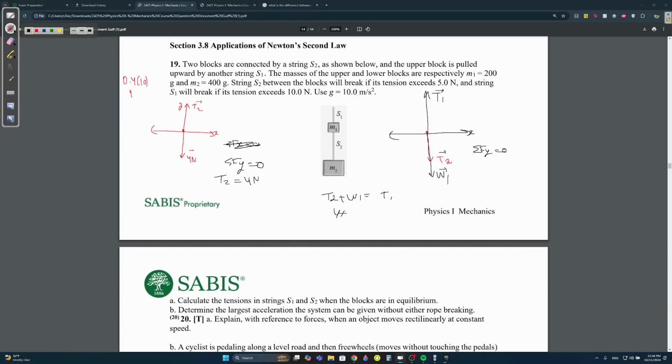So 4 plus W1. How much is the weight of object 1? Object 1 is 200 grams, so 0.2 kg. G is 10, so 0.2 times 10 is 2. So 4 plus 2 equals T1, so T1 equals 6 newtons. We have T2 is 4, T1 is 6. I think that's what they want. Calculate tension in string S1: S1 would be 6 newtons, S2 would be 4 newtons.